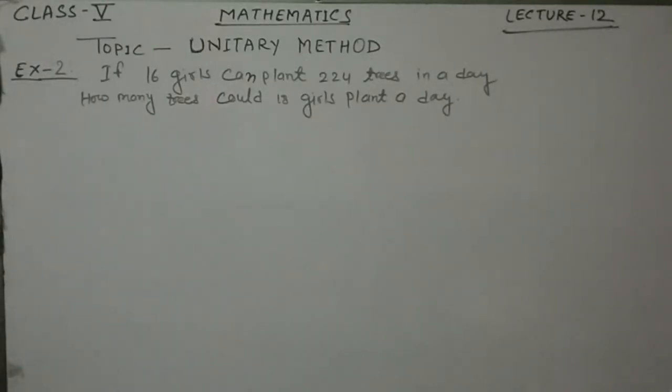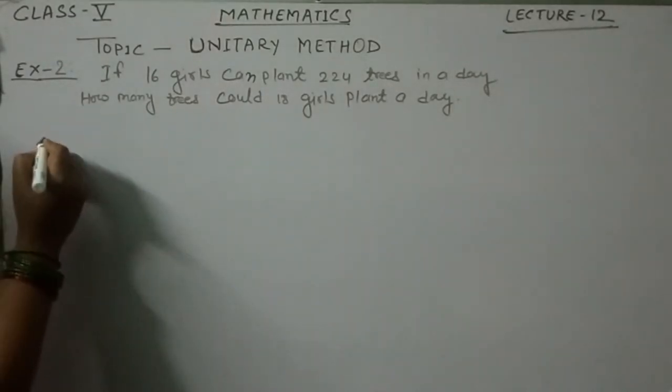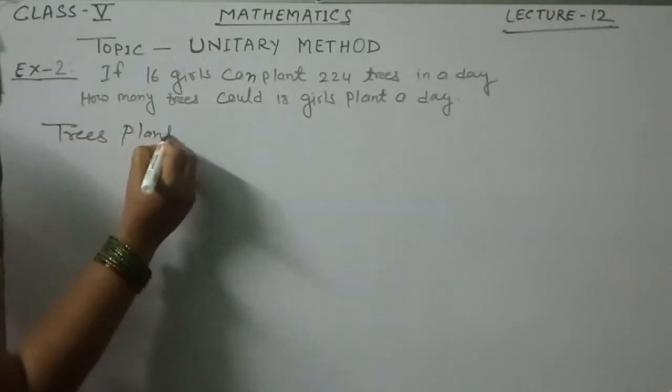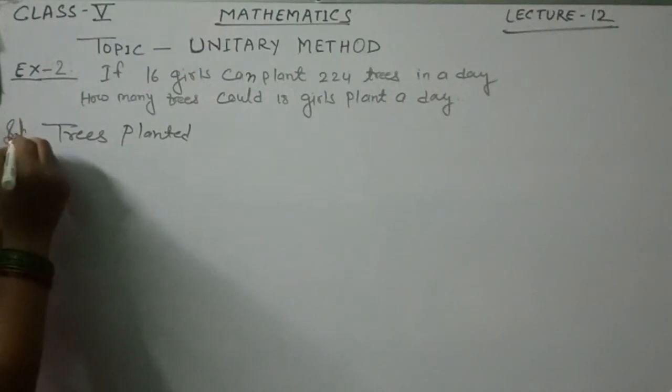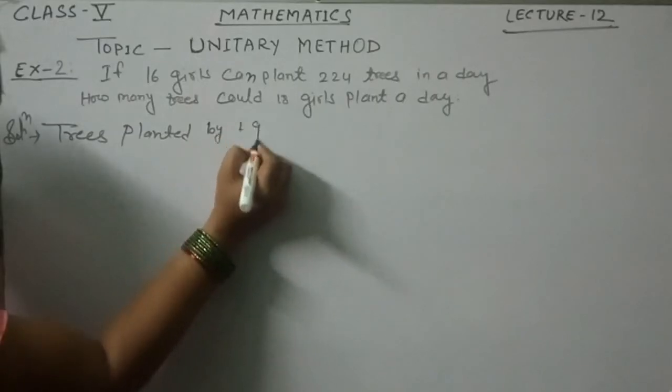So what do I have to do? First we have to calculate how many trees one girl can plant in a day. First we will find that, and afterwards we will find the total trees planted by 18 girls. Okay, that means we have to find the trees planted by one girl. That is the solution: trees planted by one girl.